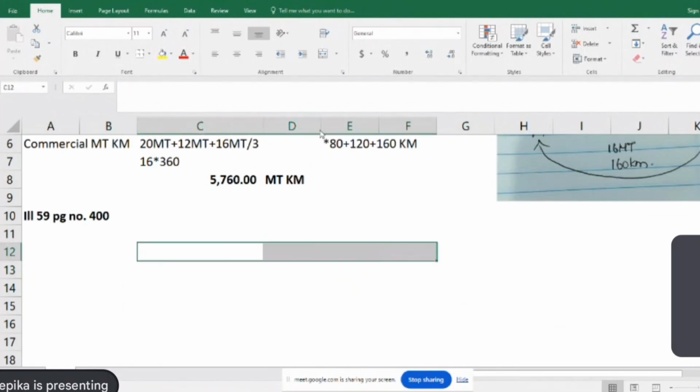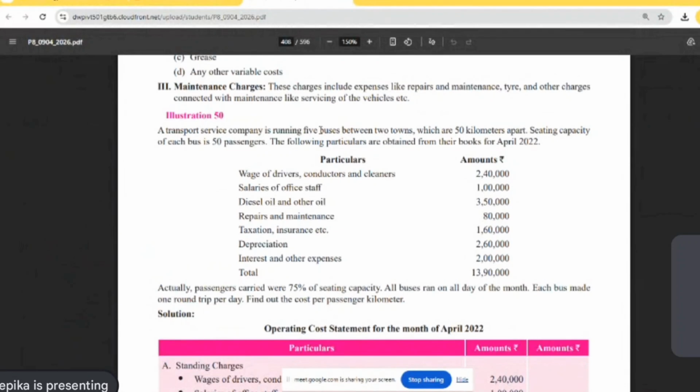So as I told, you should not just consider 50 kilometers only, but you should consider 100 kilometers, because from one town to the other town it is taking 50 kilometers, and it has to return to the same town. So it will take another 50 kilometers, which you should consider. Okay.